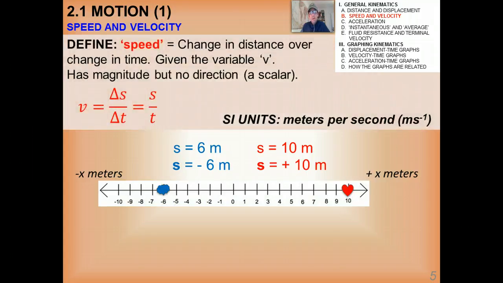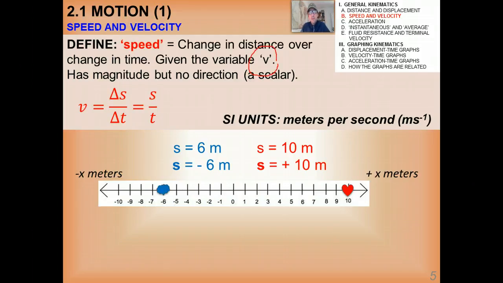Okay, so here's my same diagram I had before, the red heart and the blue cloud, and I'm going to define to you speed and velocity now. It's very, very important to understand what the differences are. Now, you probably know that speed is the change in distance over change in time. We call it the variable v.